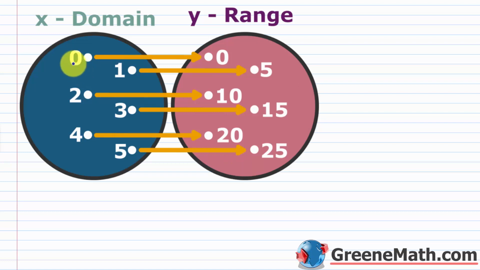So an x value of 0 is associated with a y value of 0. An x value of 1 is associated with a y value of 5. An x value of 2 is associated with a y value of 10. An x value of 3 is associated with a y value of 15, an x value of 4 is associated with a y value of 20, and then an x value of 5 is associated with a y value of 25. So this relation, this set of ordered pairs, represents a function because for each x value or member of the domain, there's exactly one y value or member of the range that it's associated with. So this guy is a function.